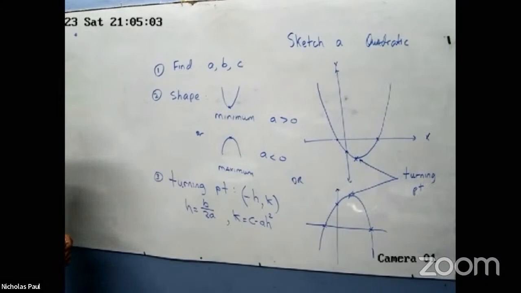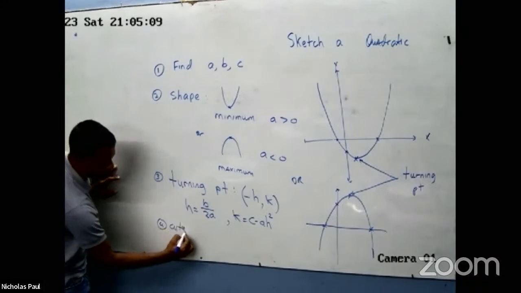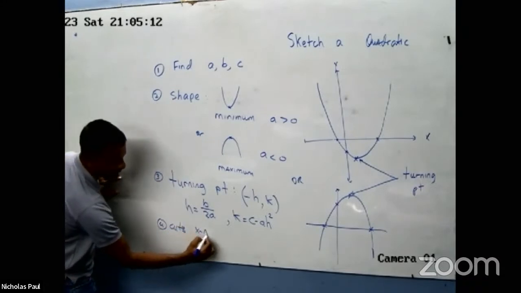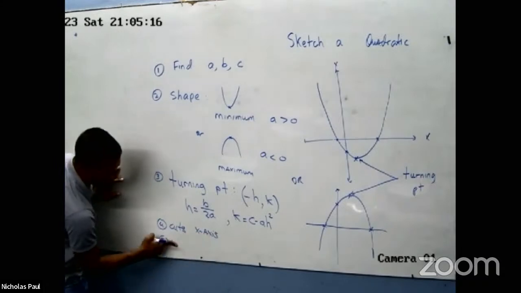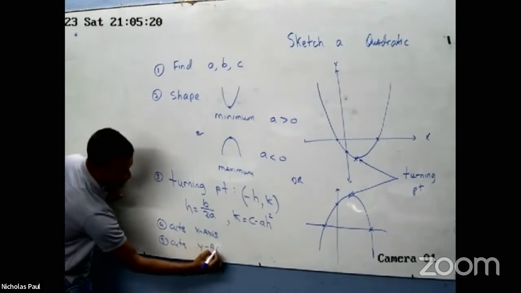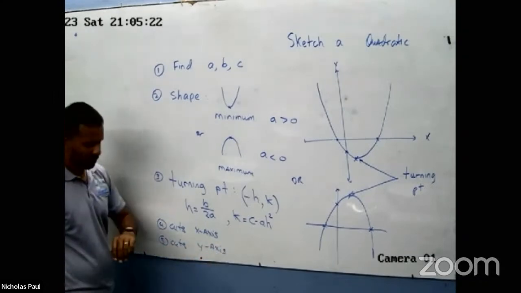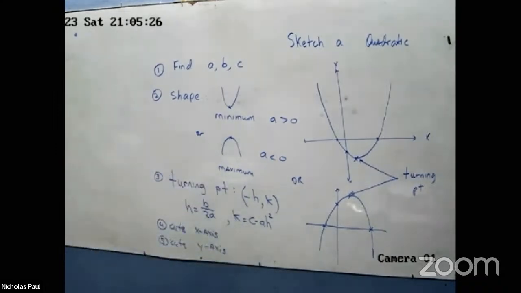And so we had a shape, and then 2 more things. We have to find where it cuts the x-axis and where it cuts the y-axis. But we're not doing that today. Just adding that into the notes. Copy it down. And then we're going to try an example to get it full 3 things.